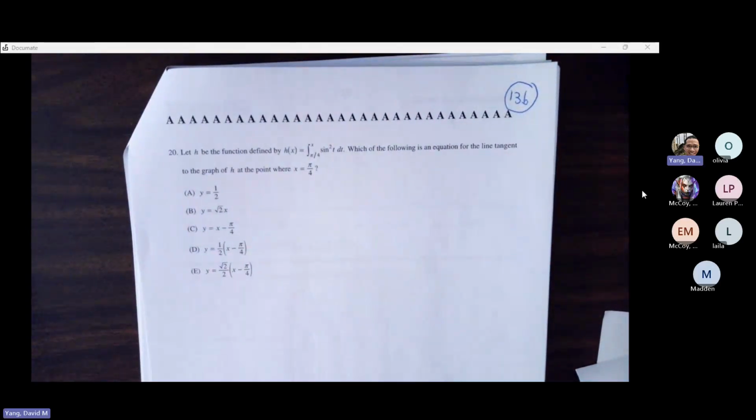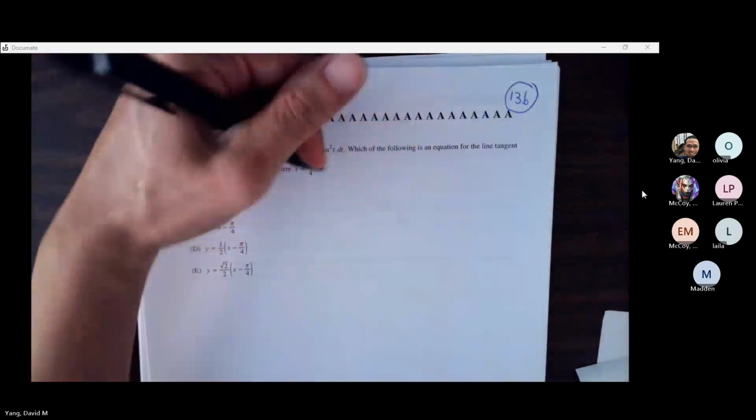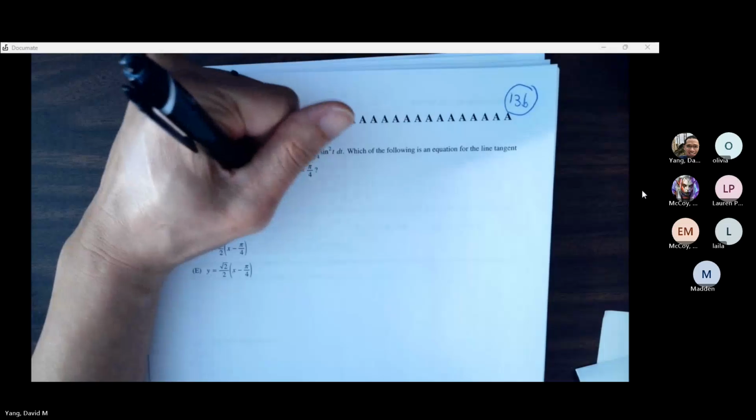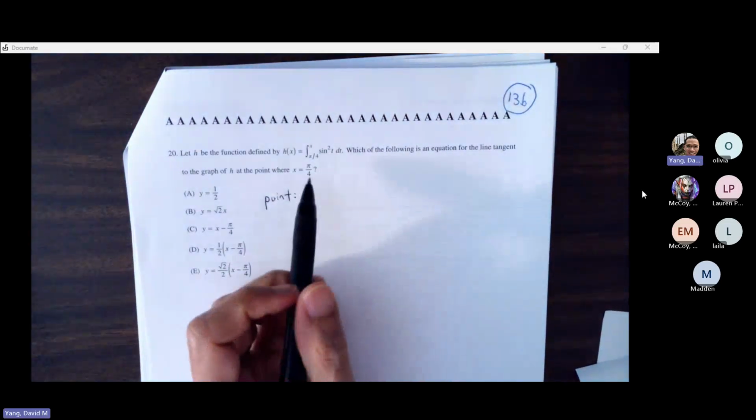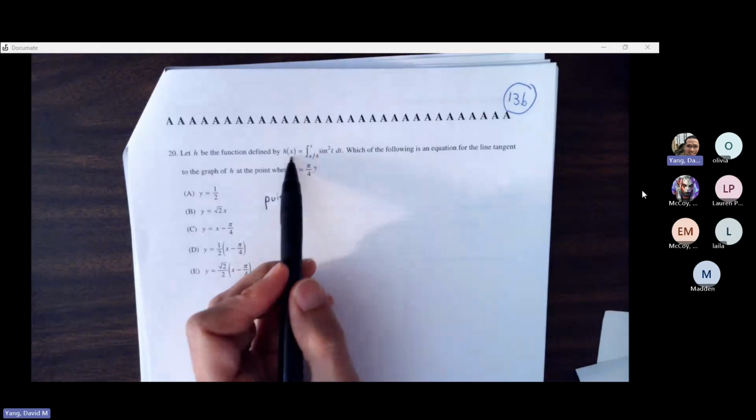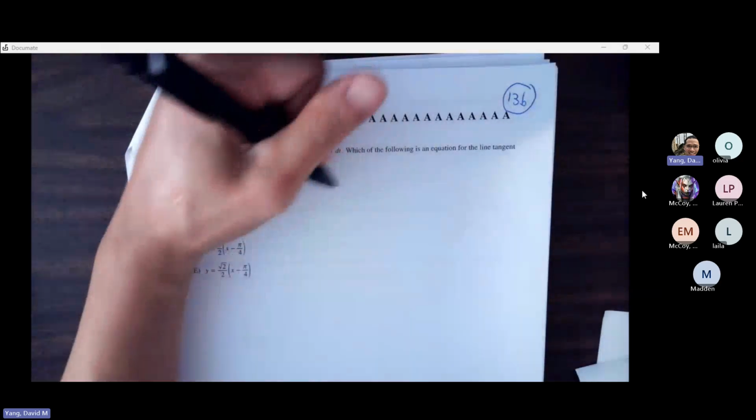Page 13, number 20. Let h be the function defined by h of x equals the definite integral of sine squared t. Which of the following is an equation for the line tangent to the graph where x is equal to pi over 4? So tangent line equation, we need an ordered pair, we need slope. So point means I'm just going to plug pi over 4 into the x of my h of x function.